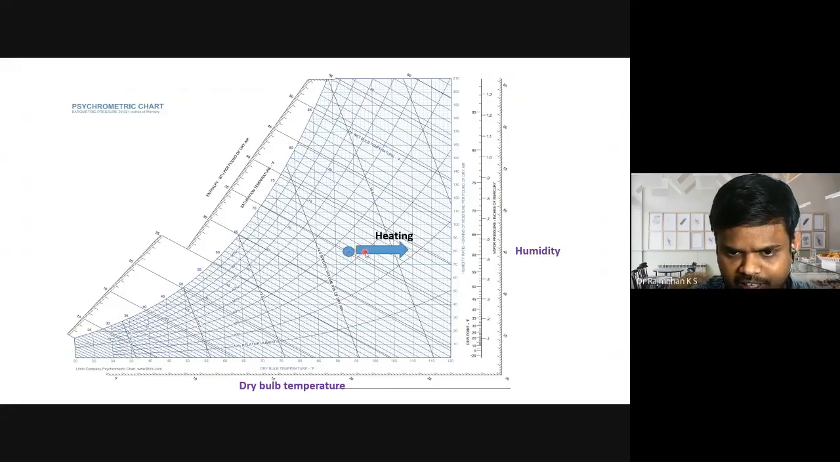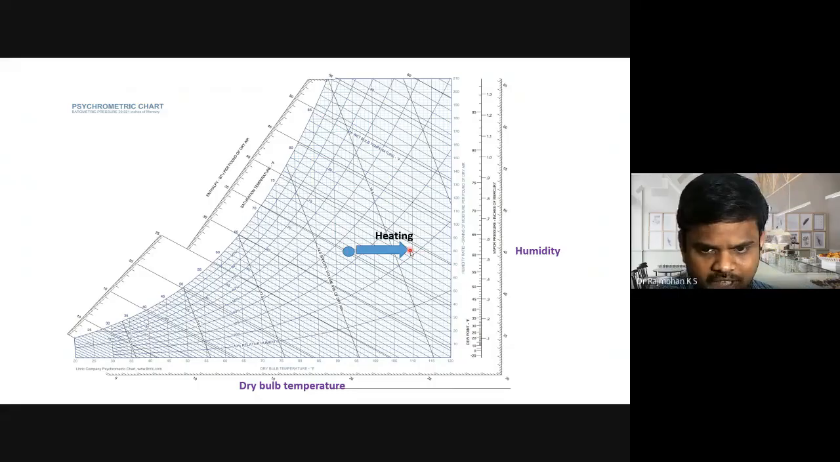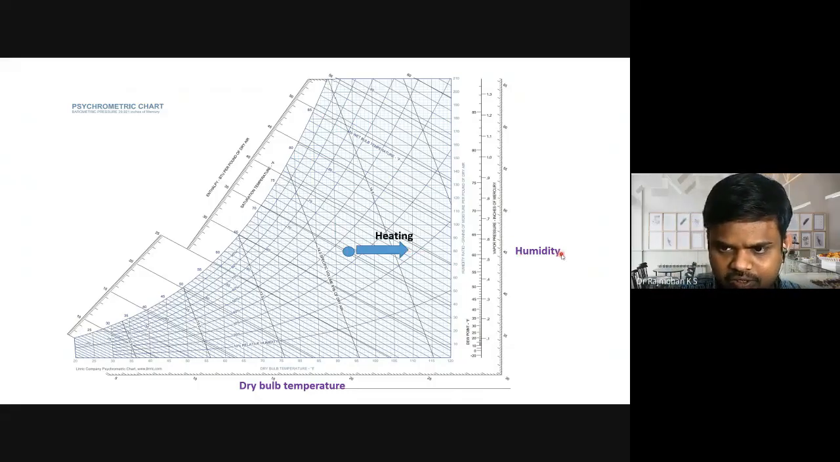When you draw a line from here to here, initial and final, what we are performing is sensible heating, because there is no change in humidity, only a temperature change is there. Sensible heating is being performed. But from the same temperature, if you are reducing the temperature from 93 to, say for example, 77, what we are performing is sensible cooling.